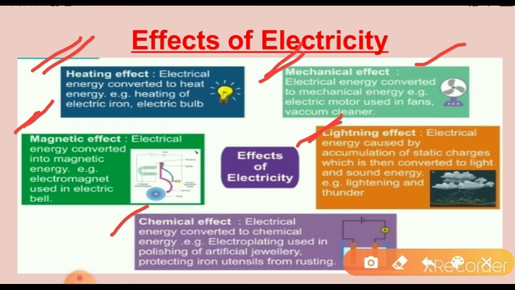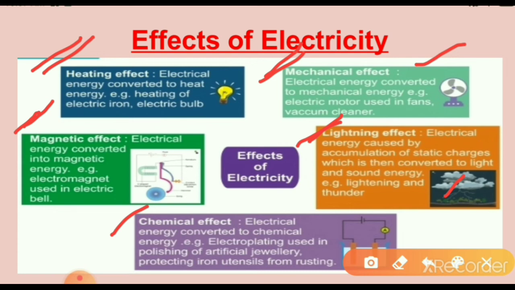Fourth one, lighting effect. Here the electrical energy is caused by accumulation of static charges. The accumulation of two charges, what are the two charges? Positive charge and negative charge. Here the accumulation of the two charges is converted to light and sound energy. For example, lightning and thunder.